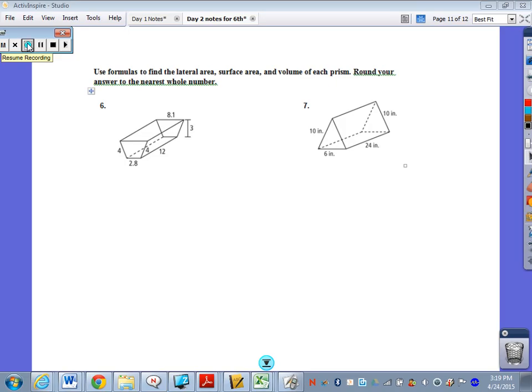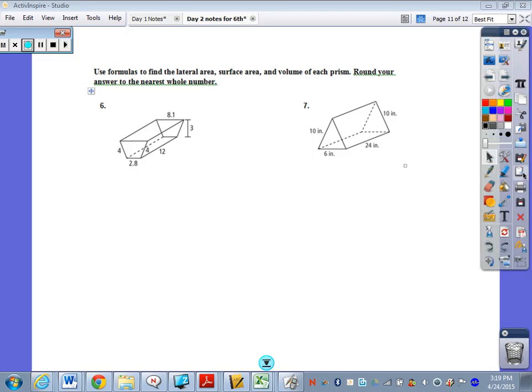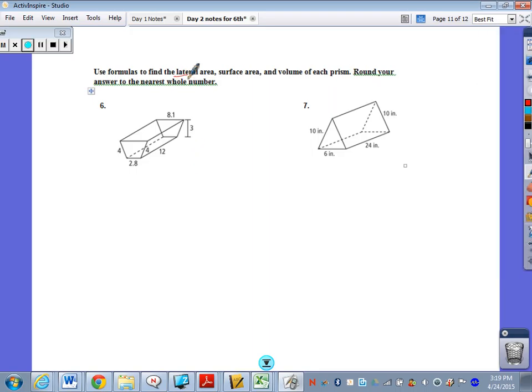Okay, so then what we're going to do is just flip back to number 6, because I want to do that one, and then after that you're going to practice the rest of class. So for number 6, we're going to find the lateral area, surface area, and volume of the prism. Round your answer to the nearest whole number. So the base, again, is not on the bottom. It's the two trapezoids because they're parallel and congruent. So this is one of my bases.